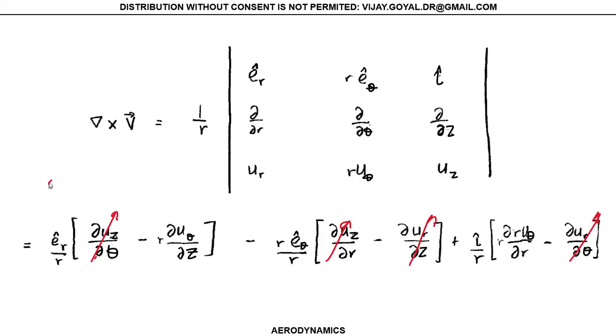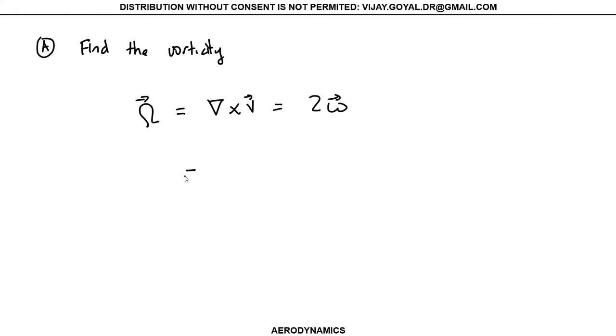So u theta is equal to omega r. Therefore, this is not a function of z, so this would go away. This is only a function of r. So you end up with 1 over r times the partial of omega r squared with respect to r. And the 1 over r cancels out, so this goes away as well. The only thing you're really left with is the derivative of this, and that would give you 2 times r omega.